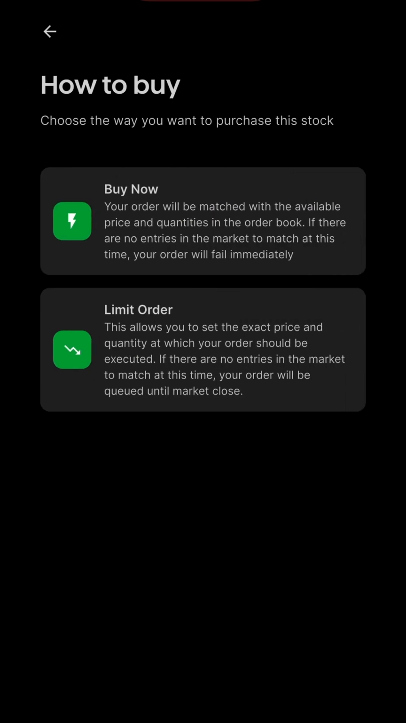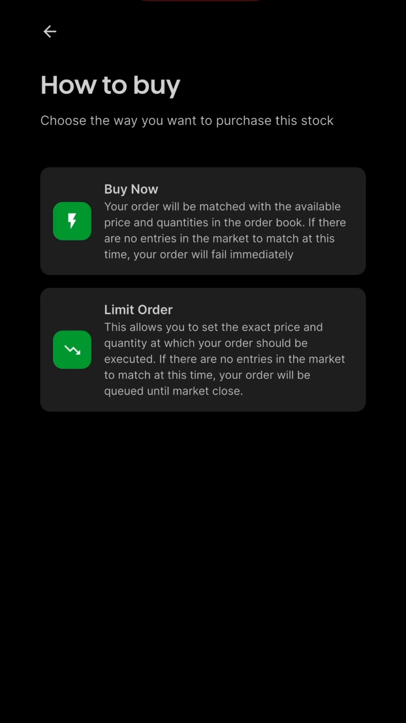So to buy, you have two options. The first one is an instant order to buy at the current market price. So buy now, that allows you to be able to buy the shares at whatever price is prevailing in the market at that point in time, while the limit order allows you to set a particular price you want to buy those shares at a later date and time.